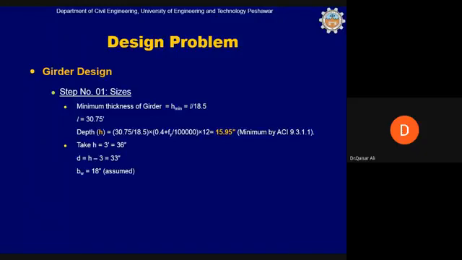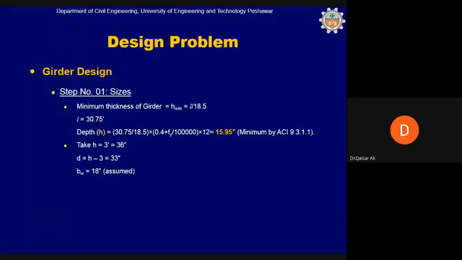So we will be doing some trials. We are assuming a depth of 36 inch in this case, based on our experience, and because I know that a 36 inch deep girder will be able to support the load coming from the two beams supported by this girder. We are also assuming a wider girder as compared to the beam, because the width of the beam was 12 inch and the width of the girder is being taken as 18 inch.